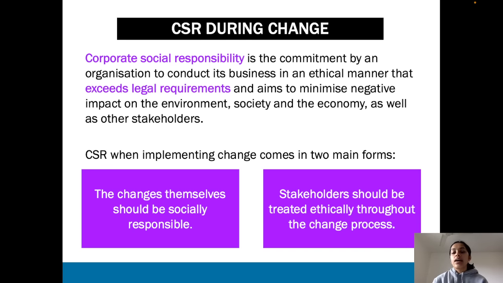On the other hand, CSR during change could also involve the business considering how its stakeholders are being treated. Stakeholders should be treated ethically throughout the change process, and the business could come up with strategies to support its stakeholders more throughout change, because we do know it's a period of high stress and anxiety for stakeholders. So the business is going above its legal requirements by providing that extra support to stakeholders during that process.